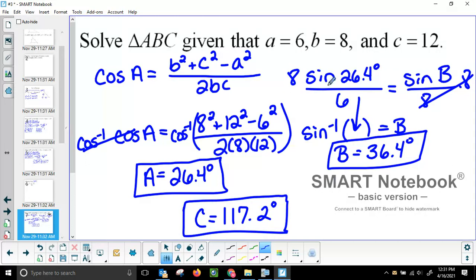Does that make sense? Smallest angle goes with the smallest side, middle angle goes with the middle side, and the largest side and largest angle go together. So it at least makes sense, so we're in good shape.